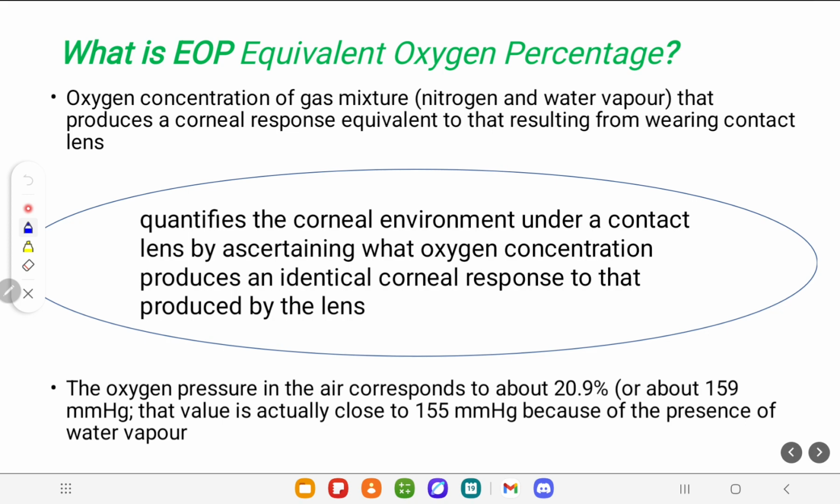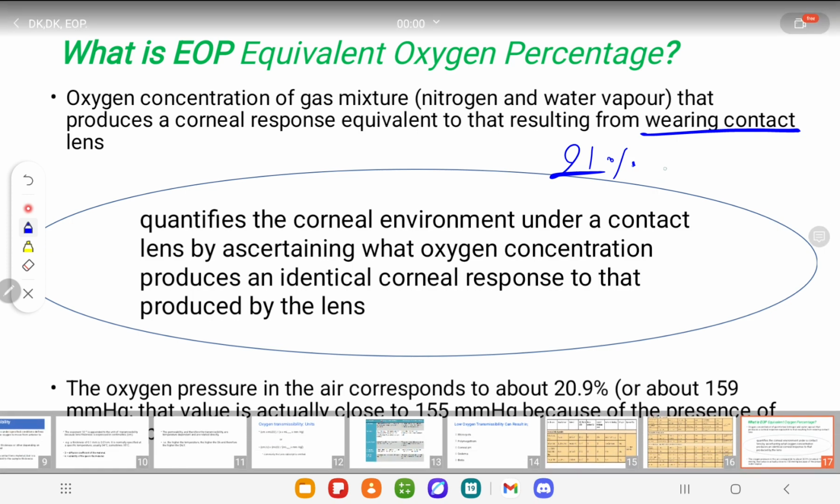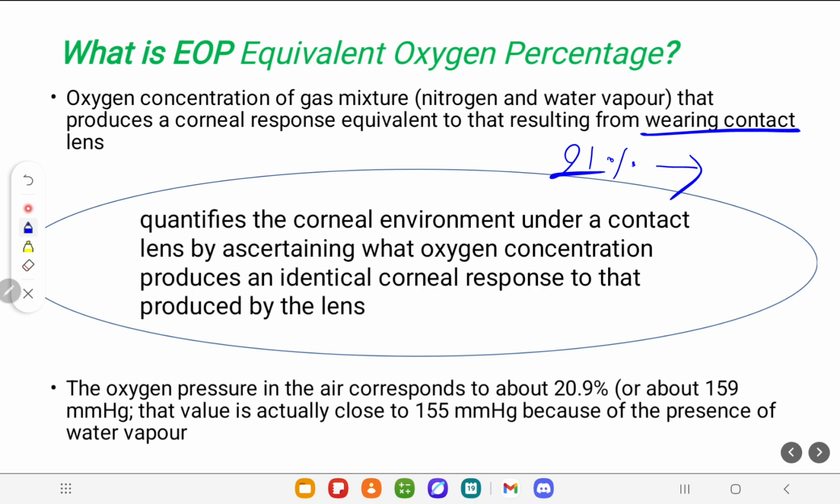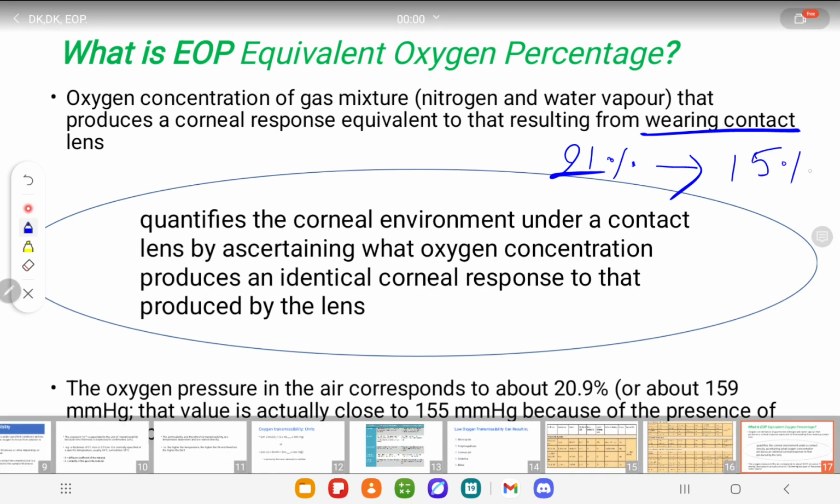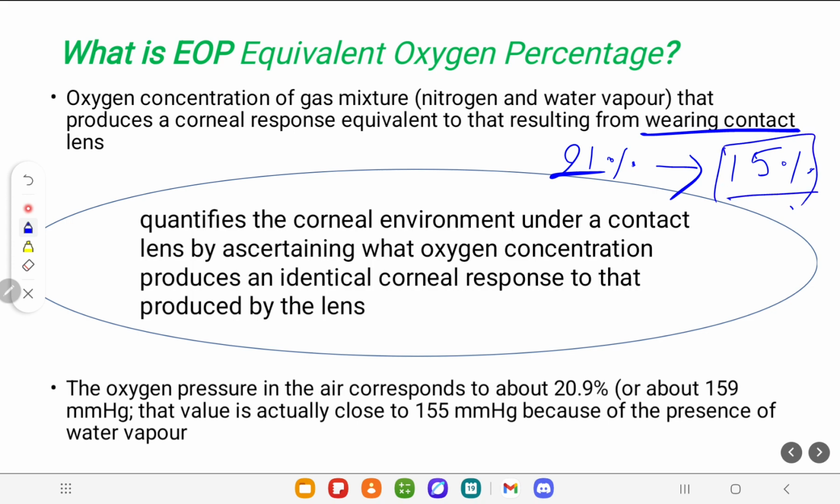So what is equivalent oxygen percentage? It's very important. It is the oxygen concentration of a gas mixture of oxygen, nitrogen and water vapor that produces a corneal response equivalent to that resulting from the wearing of a contact lens. See, whenever we wear a contact lens, basically, let's take an example, there is 21% oxygen in the atmosphere. Whenever we wear a contact lens, that oxygen will definitely go down exactly at the corneal surface, isn't it? Because the contact lens basically hinders the oxygen passage. Let's take an example, 15% of oxygen came to the corneal surface. Then what happened? Because of this hypoxia, there is a physiological response, isn't it? The oxygen pressure in air is about 21%, which is equivalent to roughly 155 mmHg, isn't it?